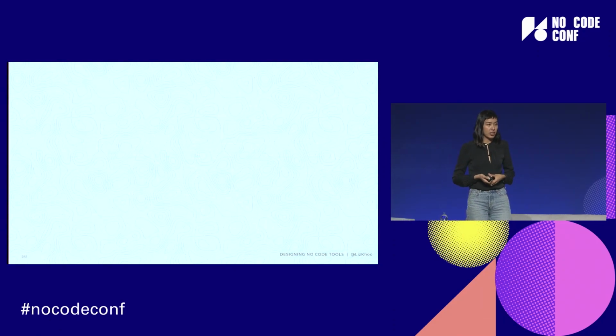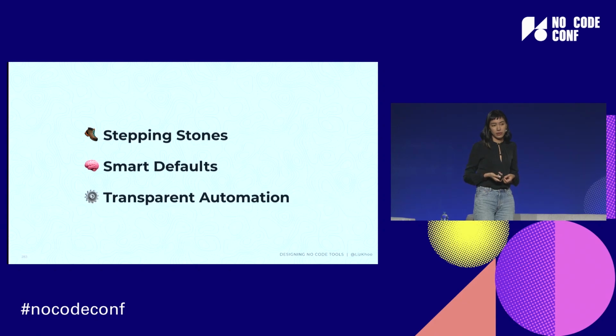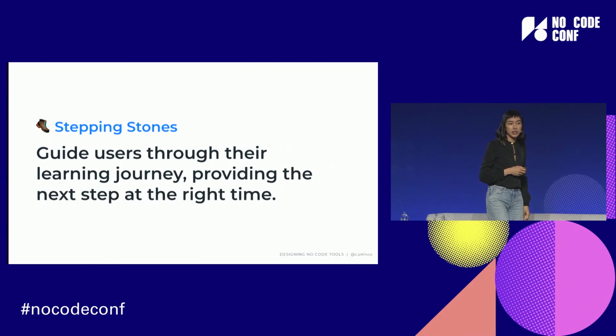And those tactics fall under a few different themes. Creating stepping stones, setting smart defaults, and automating with transparency, transparent automation. All right, so what are each of these things? Stepping stones. Guide users through their learning journey, providing the next step at the right time.